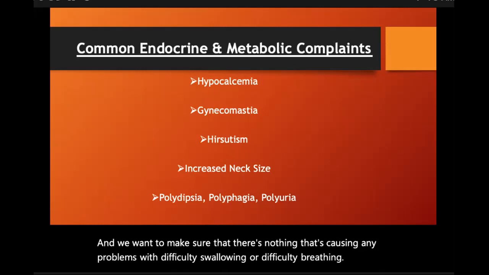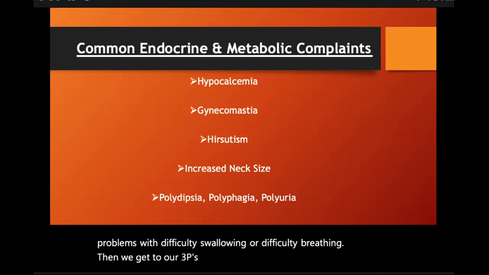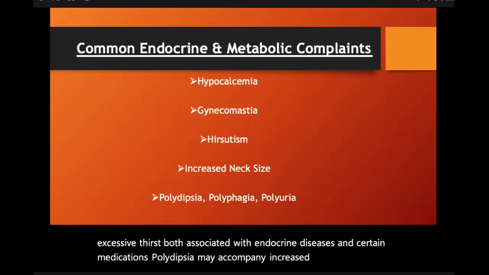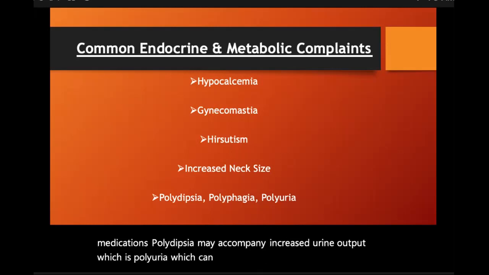Then we get to our 3 Ps: polydipsia, polyphagia, polyuria. Polydipsia is excessive thirst, associated with endocrine diseases and certain medications. Polydipsia may accompany increased urine output, which is polyuria, which can be related to excessive loss of water and salt.